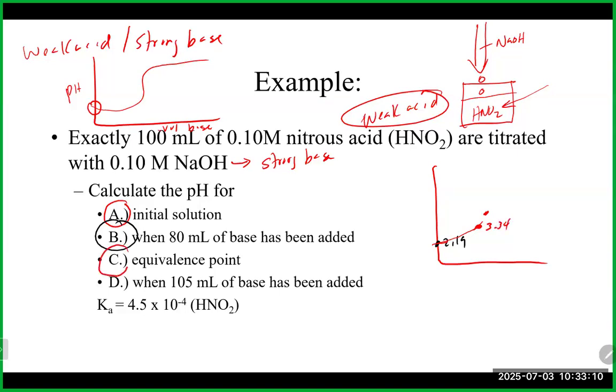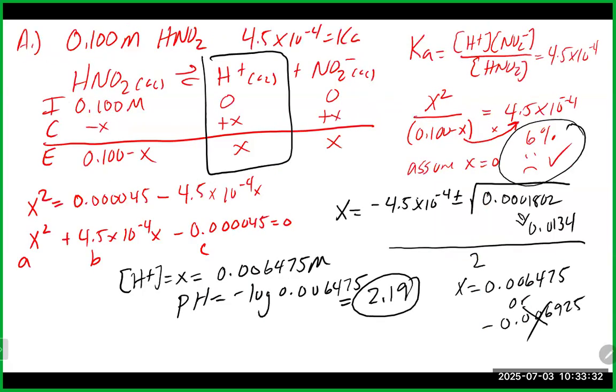Now we're going to hit part C, which is the equivalence point. And as I mentioned before, this is a type of problem where they don't tell you the volume to reach the equivalence point. So you're going to have to figure out what the volume is, so you have that volume to do your titration calculation. So let's take a look at the equivalence point.